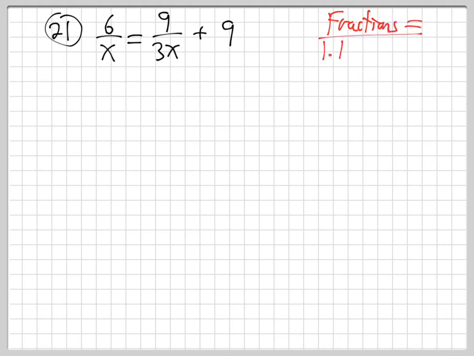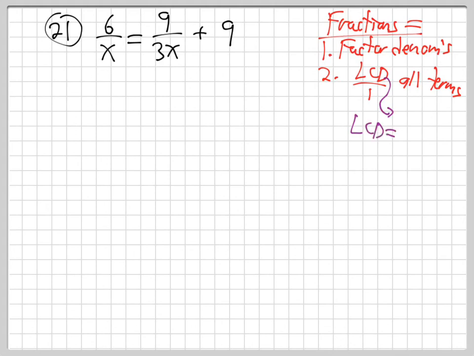Step 1, factor denominators, but we don't have any denominators that need to be factored this time. Step 2, LCD over 1 to all the terms. And what is the LCD? Right, the LCD is 1 of each. So 3 and x, you don't need the other x, just 3x. So take it from there. It's going to be 3x over 1, 3x over 1, 3x over 1.